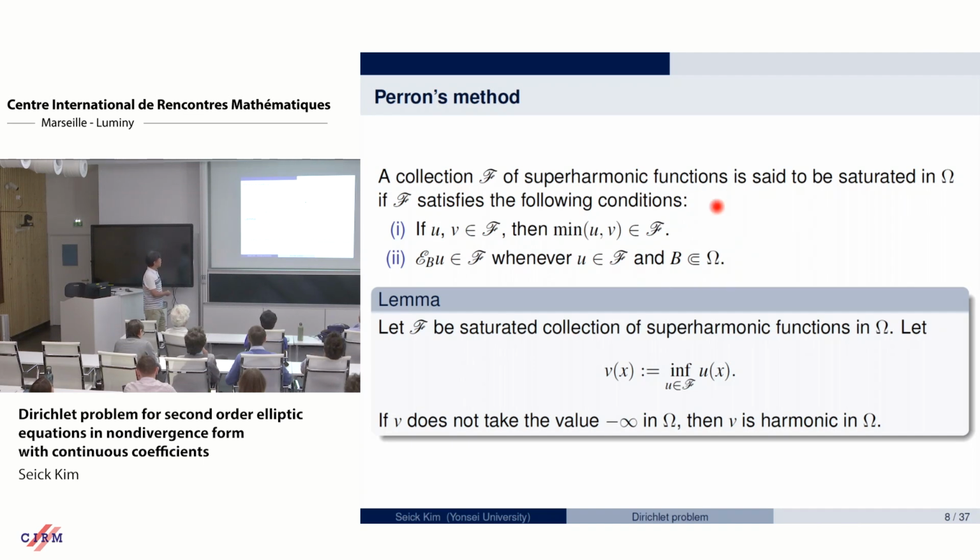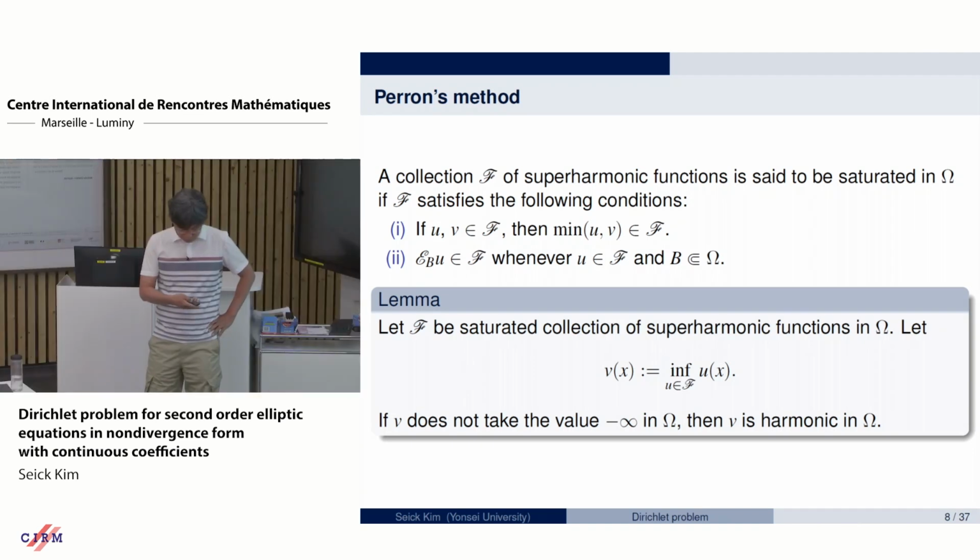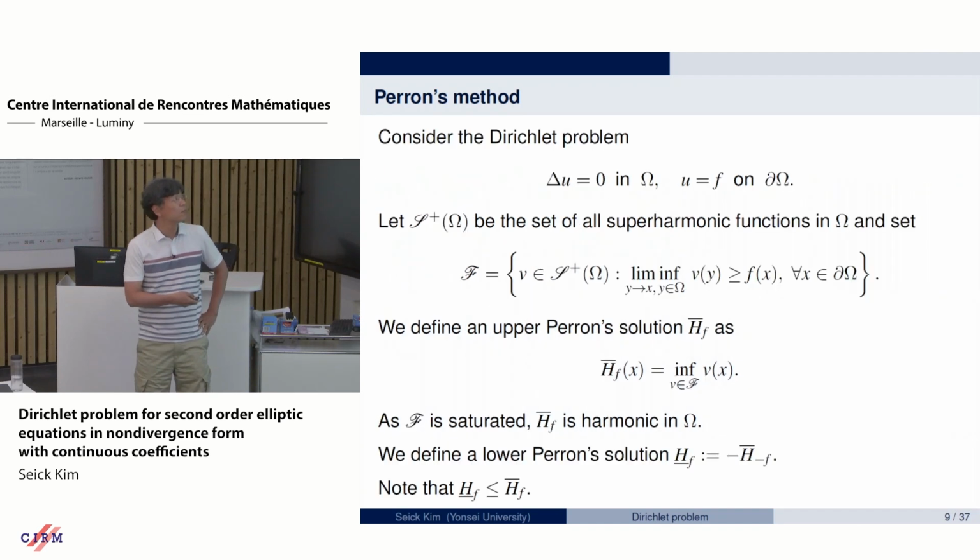Then you take the infimum of u among this family and define this as v, and as long as it doesn't take the value negative infinity, then this is harmonic. Okay, so that's how a kind of Perron solution comes up.